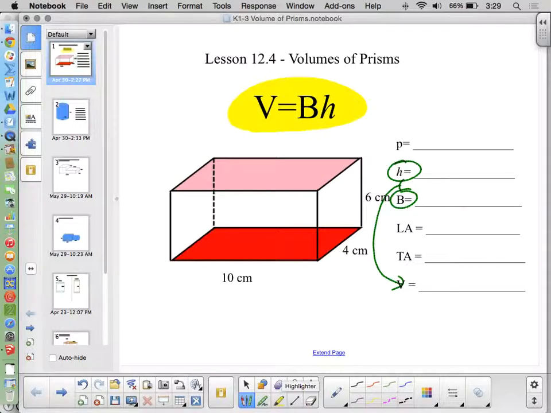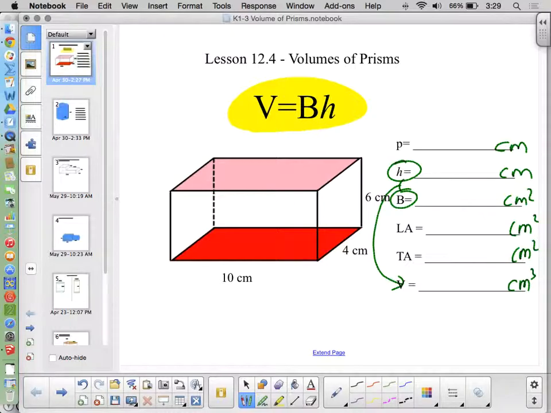However, you'll notice that the perimeter is a length, centimeters, the height is a length, centimeters, base area is an area, centimeters squared, lateral area is an area. But if I multiply a centimeter times a centimeter squared, I'm going to get centimeters cubed. And volume is measured in units cubed. So it's consistent.